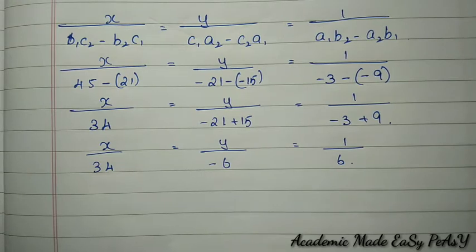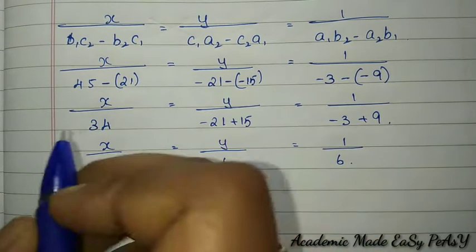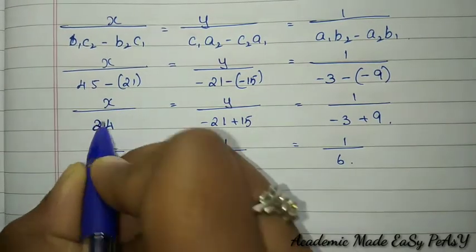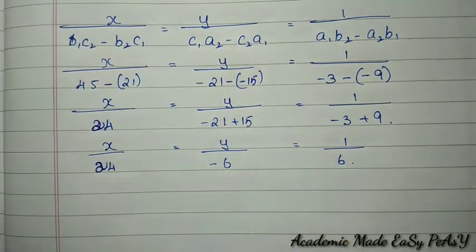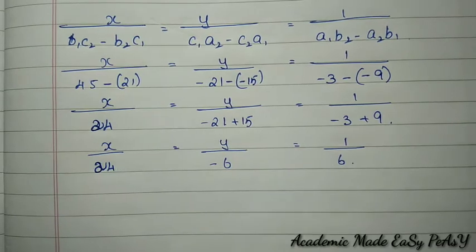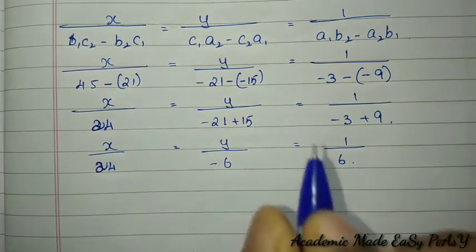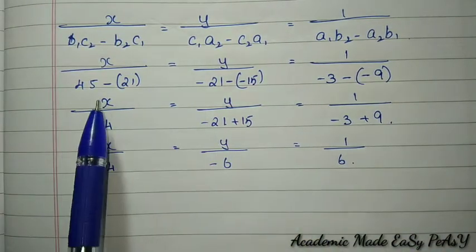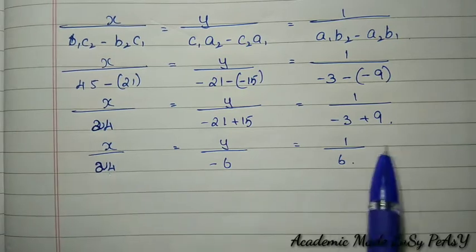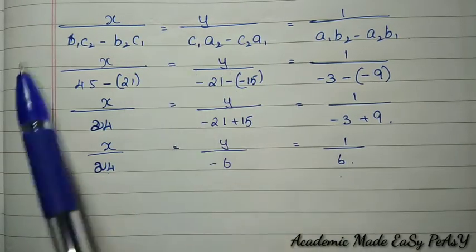X is equal to 24. This is actually 24. Okay. So here, now I will be just equating, that is this x by 24 is equal to 1 by 6. So that is everything is equal.